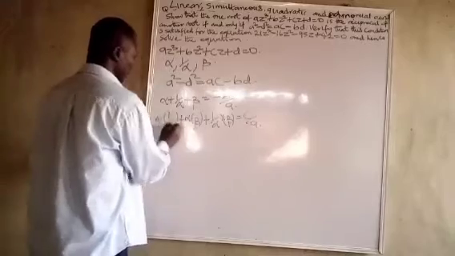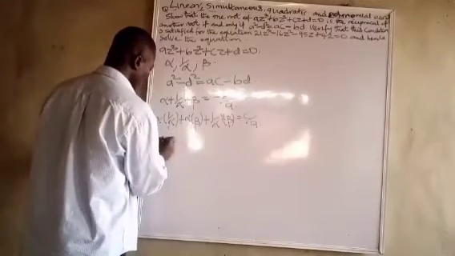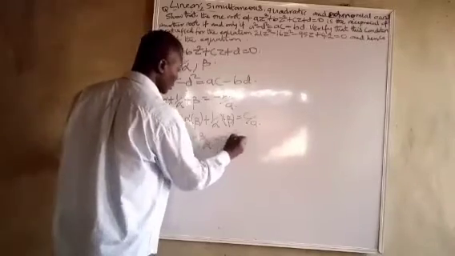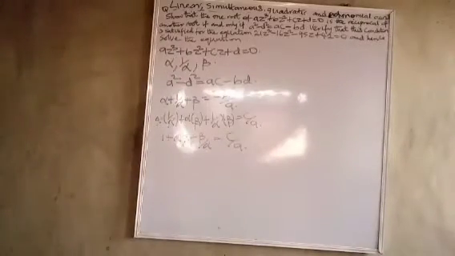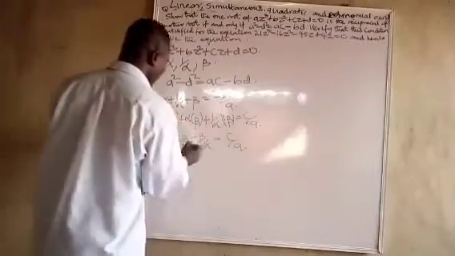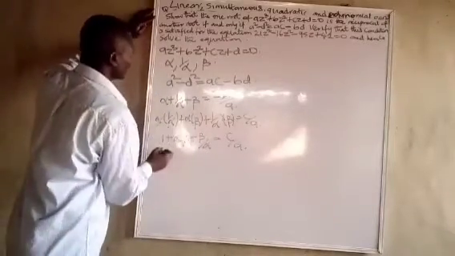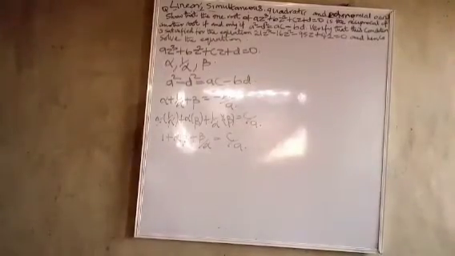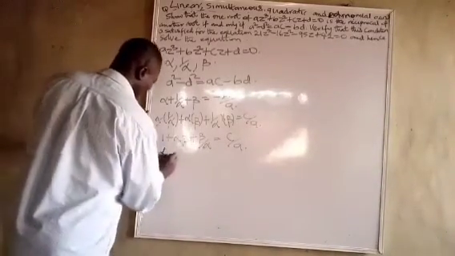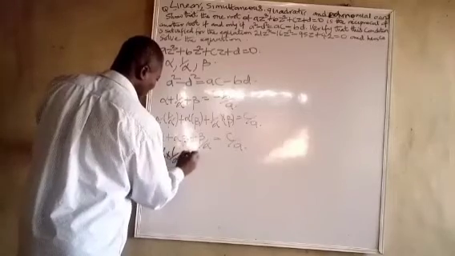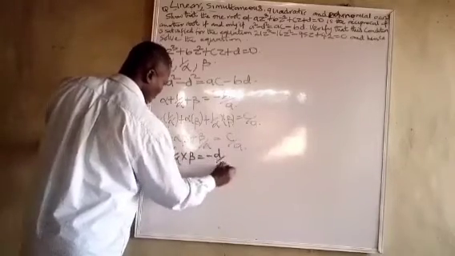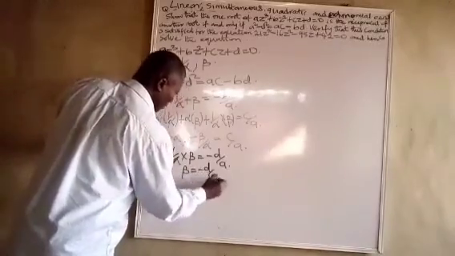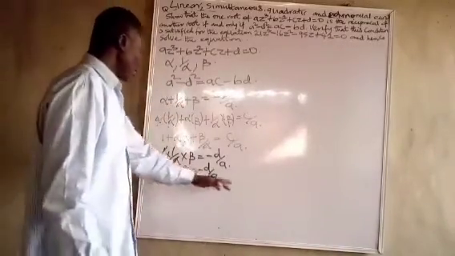Now let me work this out. So I have 1 plus alpha beta plus beta over alpha is equal to c over a. Now the product, alpha times 1 over alpha times beta, is equal to minus d over a. So this one cancels. So beta, one of the roots, is minus d over a.